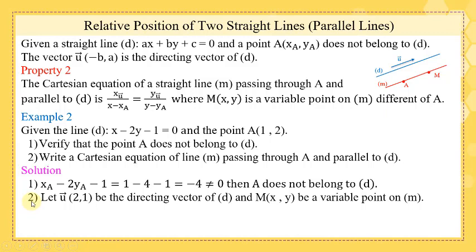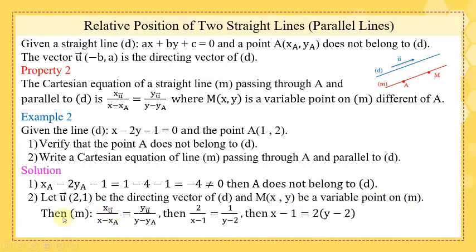As for part 2, to find the Cartesian equation of a straight line M passing through point A and parallel to line D, we first find the directing vector of line D. Let u(2, 1) be the directing vector of line D, and let M(x, y) be a variable point on line M. Then, the line M is given by x of vector u over x minus xA is equal to y of vector u over y minus yA.